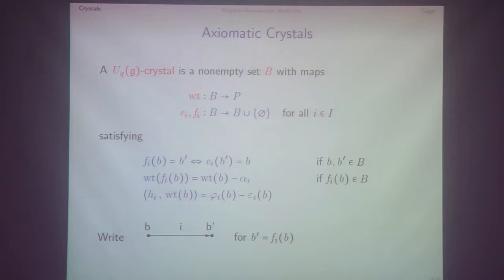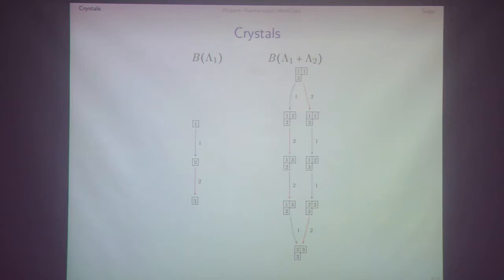So if I go back to our picture, you can see here, for example, at this vertex you can take two steps colored two, right? So phi I measures how many steps colored I you can take. Here phi 2 would be 2 because you can take two steps. But phi 2 here, for example, would be 0 because there's no 2 coming out. And similarly, epsilon tells you how many arrows of a given color are coming in. So here epsilon 2 would be 0, but epsilon 1 would be 1 because there's one arrow coming in.